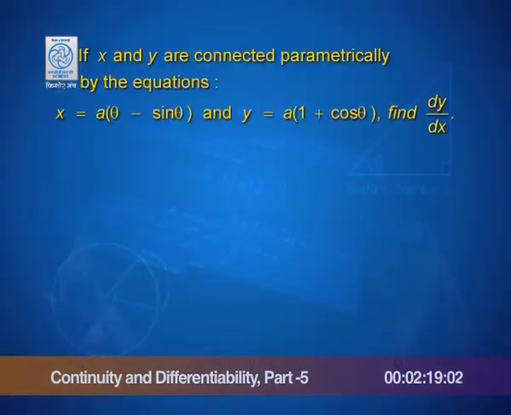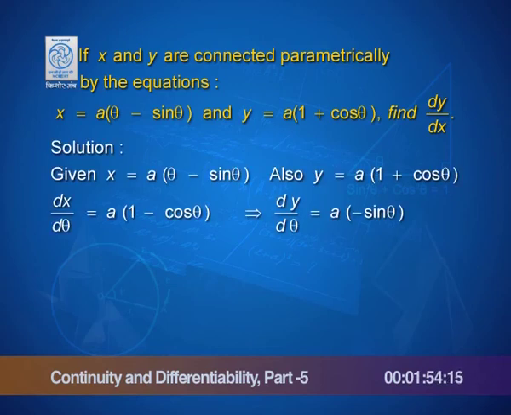Consider one application. If x and y are connected parametrically by the equations, x is a times theta minus sin theta, y is a times 1 plus cos theta, find dy by dx. So, what do you do? You begin by first finding dx by d theta. So, the derivative of a times theta minus sin theta is nothing but a times 1 minus cos theta.